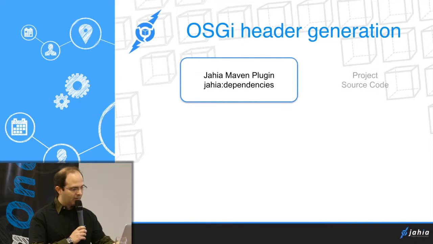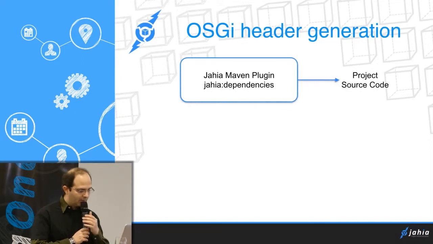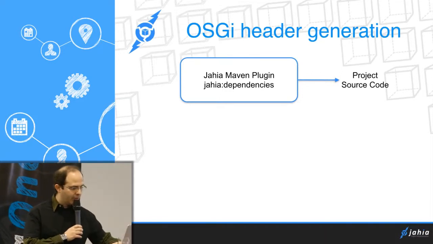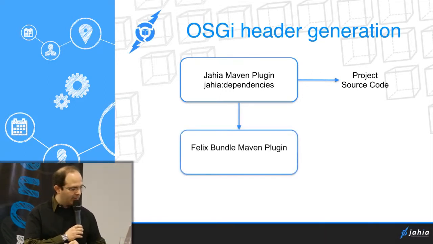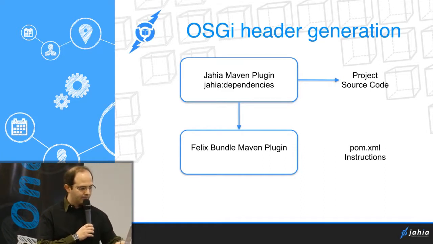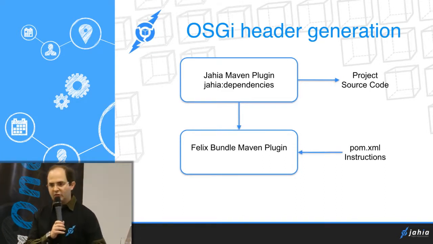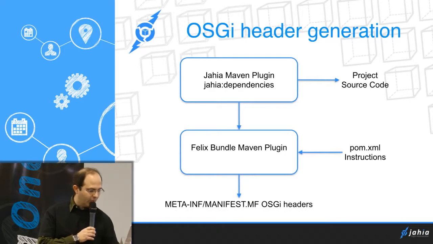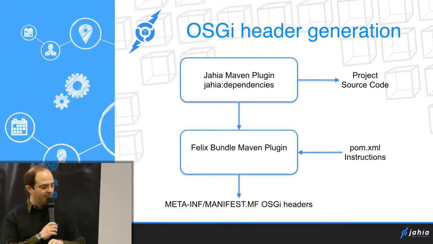So if we look at it on a graph, basically this goal will analyze the source code. It will generate an output that will be given to the Maven plugin. And this plugin will use instructions inside the pom.xml file to generate the headers for OSGi and finally generate the jar.